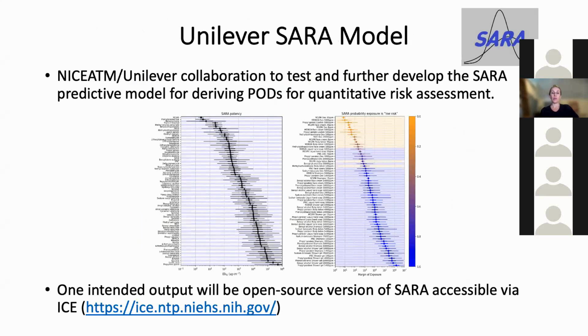And then finally, we're very excited to announce that NICEATM has entered into an agreement with Unilever to collaboratively test and further develop their skin allergy risk assessment, or SARA, predictive model. This uses a variety of input data to estimate a probability that a chemical will cause an allergic skin reaction in humans. The intention is to evaluate and test the SARA model using a variety of chemical data sets, including chemicals of interest to US and international regulatory agencies, and to make this model openly available for public use via the Integrated Chemical Environment NICEATM dashboard.